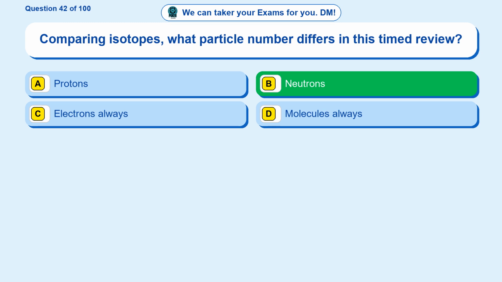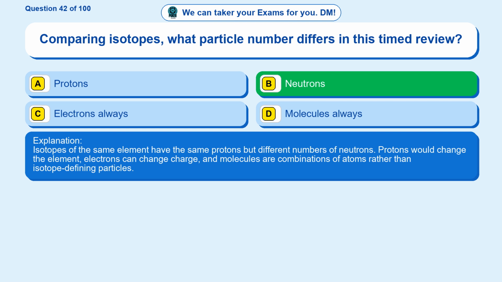The correct answer is option B. Neutrons. Isotopes of the same element have the same protons but different numbers of neutrons. Protons would change the element, electrons can change charge, and molecules are combinations of atoms rather than isotope-defining particles.